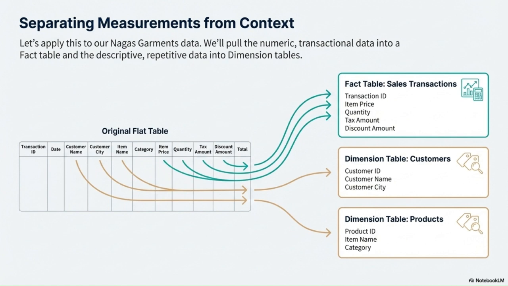Now we apply this concept to our data. We take all numeric transactional values and move them into a fact table. Then we move descriptive information such as customers, products, and locations into dimension tables. This is the single most important step in building a clean Power BI model.